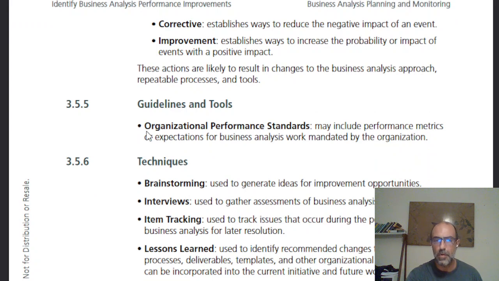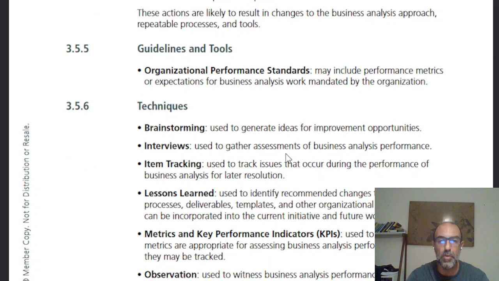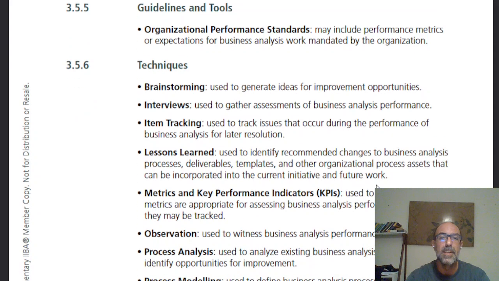Guidelines and tools: organizational performance standards. May include performance metrics or expectations for business analysis work mandated by the organization. Again, I think here they should have said the organization that we're working with and our own standards. Because naturally we are an organization on our own. Any business analyst could do any of this work. We're badasses, man. Techniques: brainstorming, used to generate ideas for improvement opportunities.